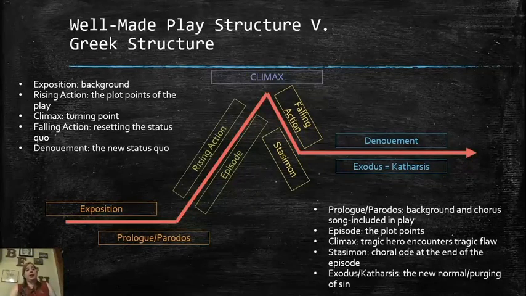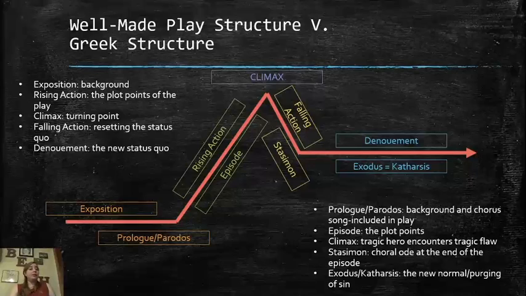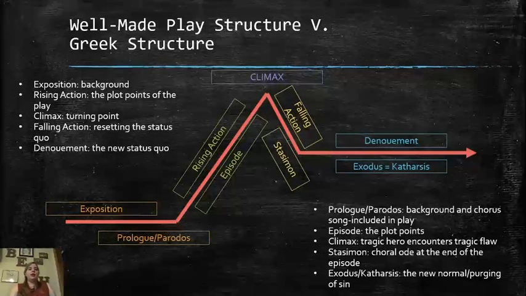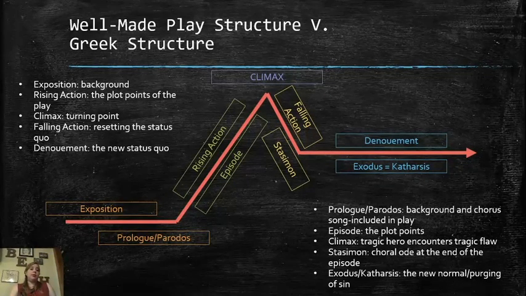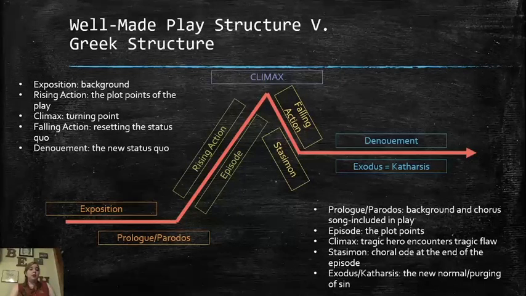Next, we have, as we saw before, the climax. This is where the tragic hero encounters the tragic flaw. Now, this happens in both forms in the same way, and it causes a turning point. Now, as we saw earlier, you have a falling action, but this is called a statisma in the Greek play. This is when a choral ode is sung to end an episode, and then start an exodus, which is the new normal.